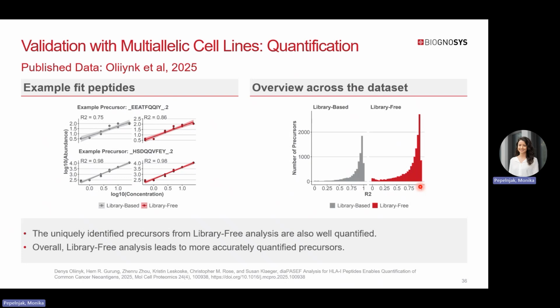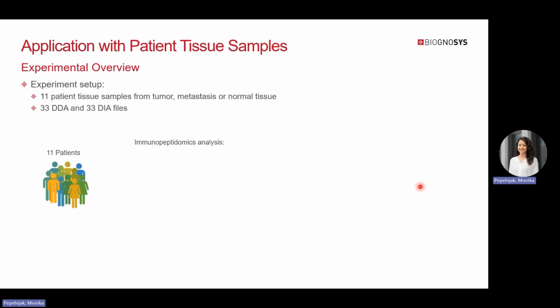So we went one step further and wanted to see whether directDIA can also be applied to a complex patient sample study. This is our internal dataset that is very fresh, but the data looked very exciting, so we wanted to show it to you. We had 11 patients where, with small needle biopsy, the samples were taken either from the tumor, from the metastasis, or from the normal tissue.